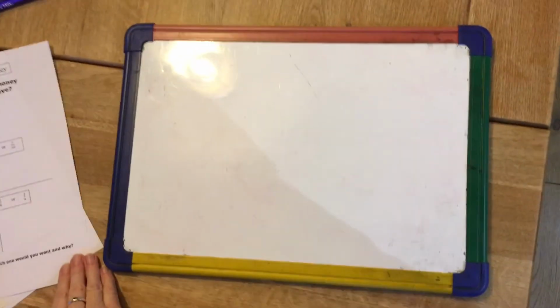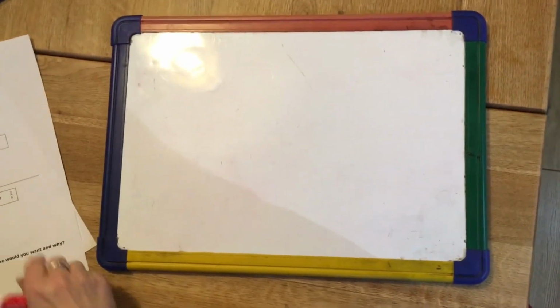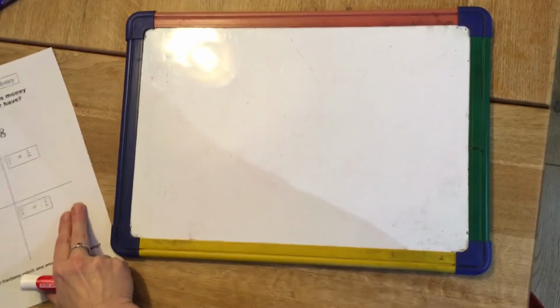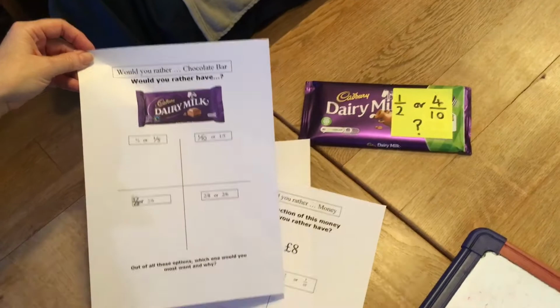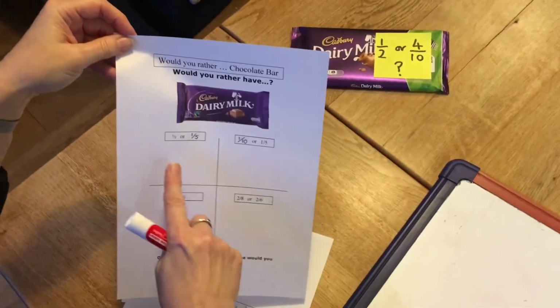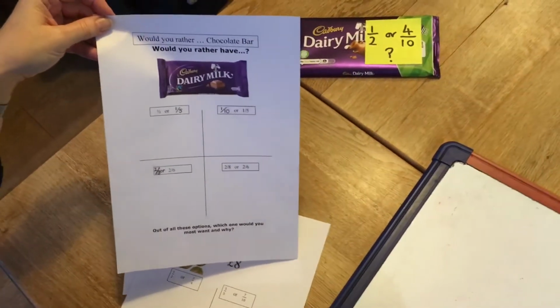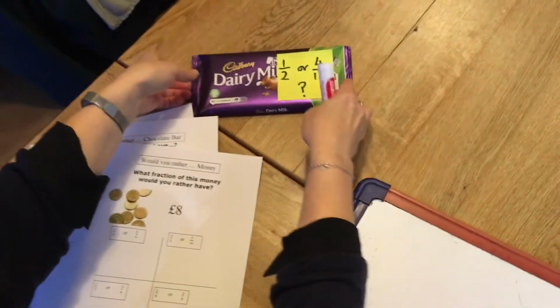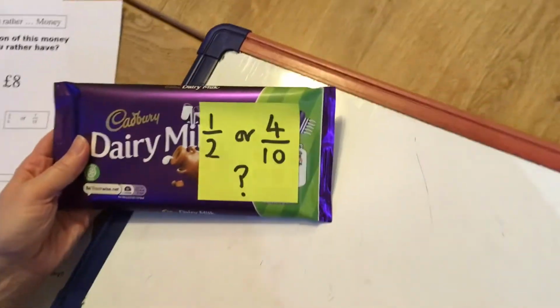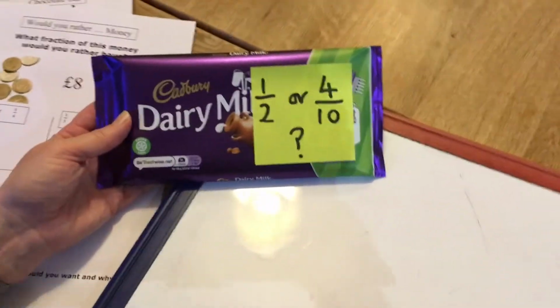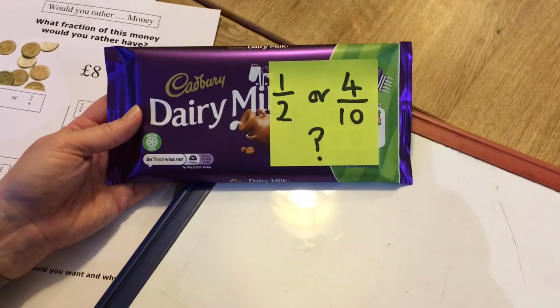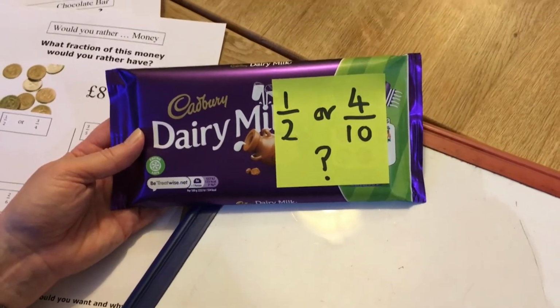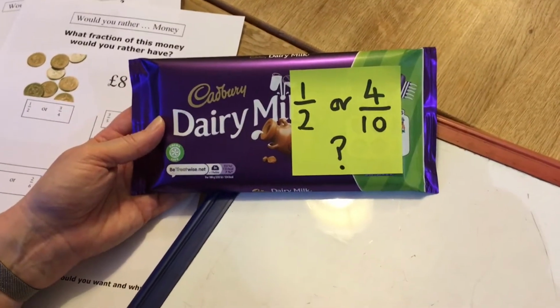So if I just turn the board over, now I have got one actually with a chocolate bar on. It's there, almost identical. Okay, so of the chocolate bar, we've got different amounts. Would you rather a half or a fifth or a tenth or a fifth? Okay, now this is the example that I thought I would just model for you. So my question is, would you rather have a half of this chocolate bar or 4/10 of this chocolate bar?